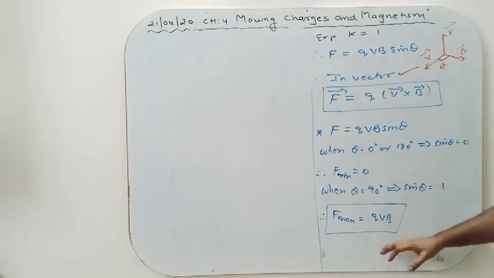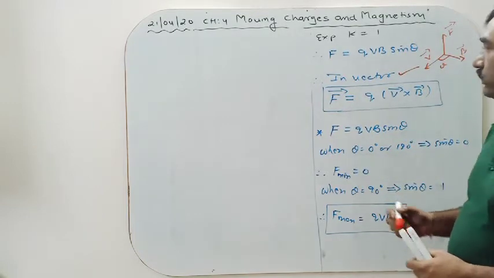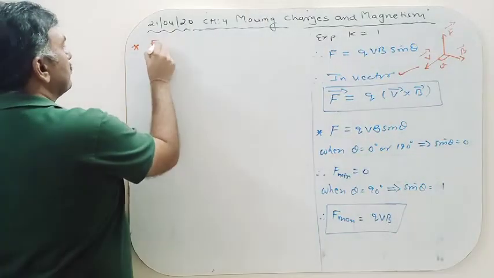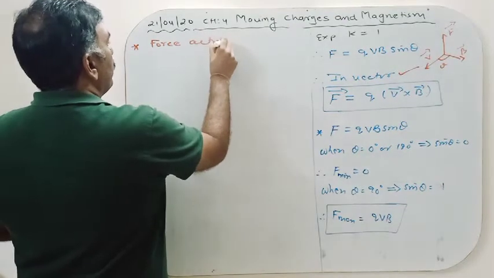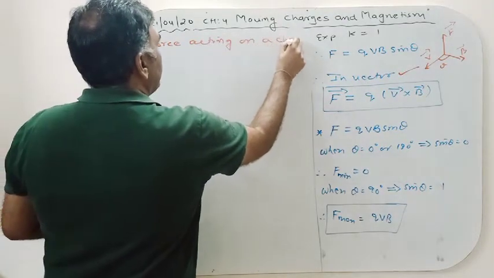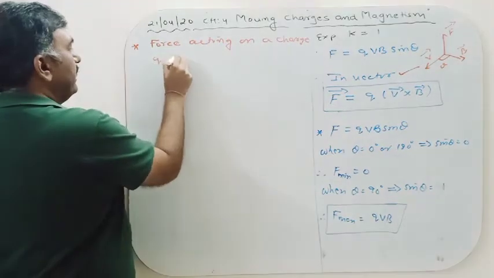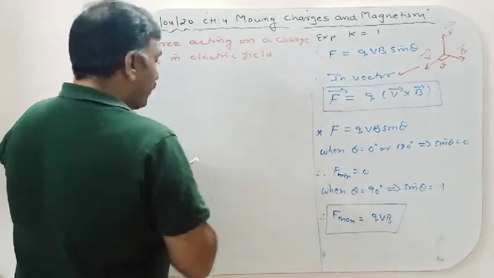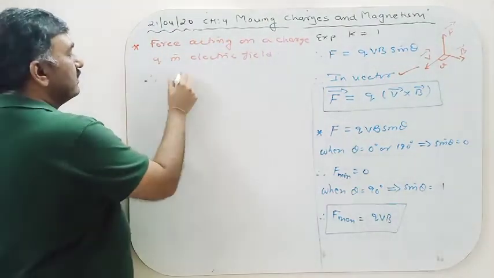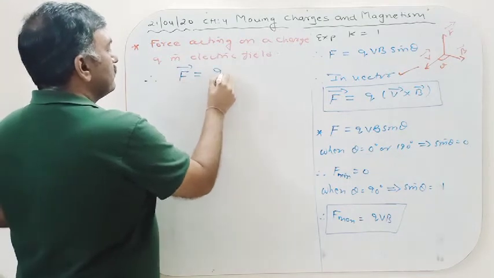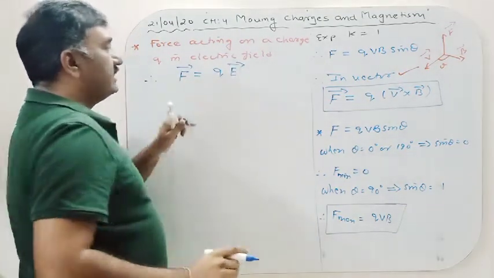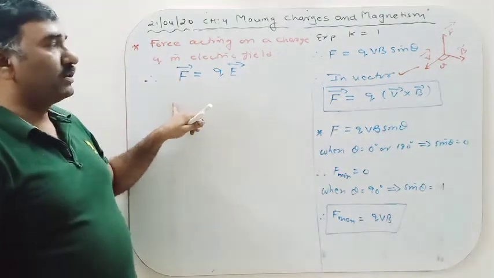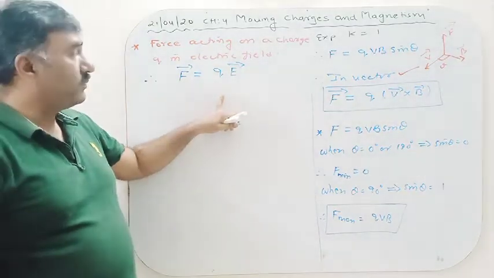Here we have seen the formula for the force acting on a charge when it is moving in a magnetic field. What is the formula for the force acting on a charge Q in an electric field? We know that the force is QE. In chapter number 1 we saw that in an electric field F is equal to QE, and in a magnetic field F is equal to Q V cross B.